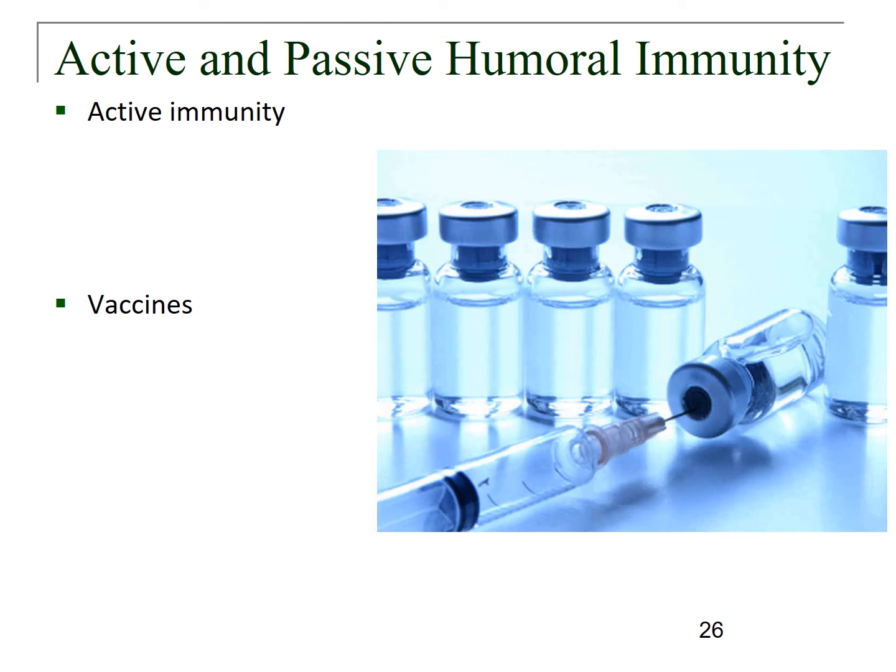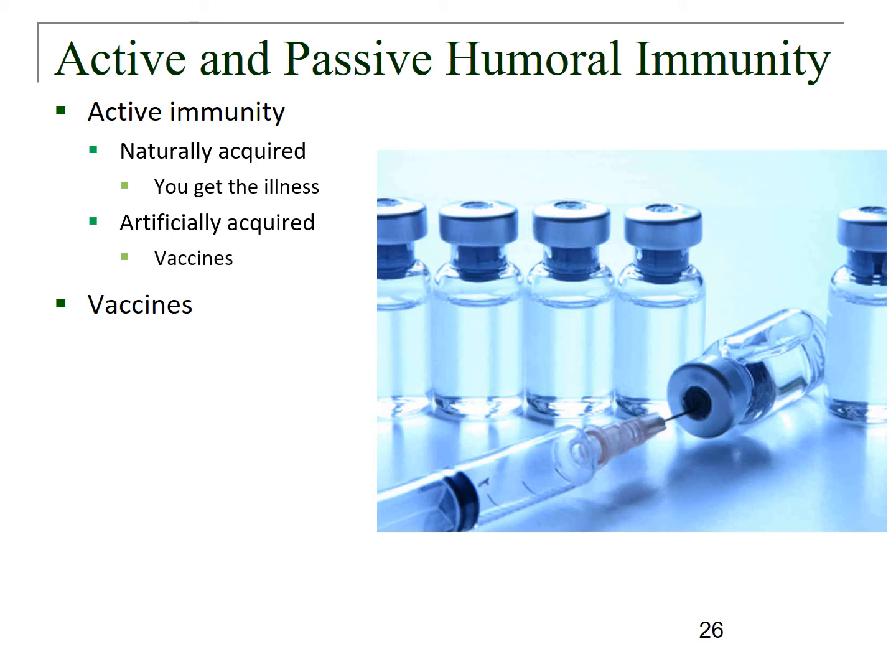Okay, so what are the ways in which you can obtain active and passive humoral immunity? So first of all, what is active and passive humoral immunity? We'll go over this over the next couple of slides. So active immunity is naturally acquired when you get the illness. Artificially acquired is when you get a vaccine for a particular illness.